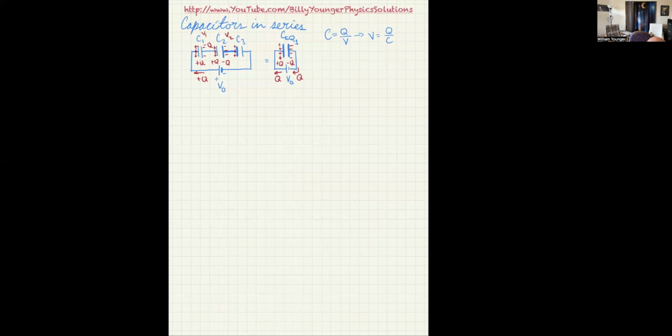So we're going to get a charge of plus Q on the left side of each capacitor and a charge of minus Q on the right side of each capacitor. But what will change is the individual voltages. So we'll have a voltage V1, that's the voltage across capacitor C1. We're going to have a voltage V2, that's the voltage across capacitor C2. And we're going to have a voltage V3 across the capacitor C3.